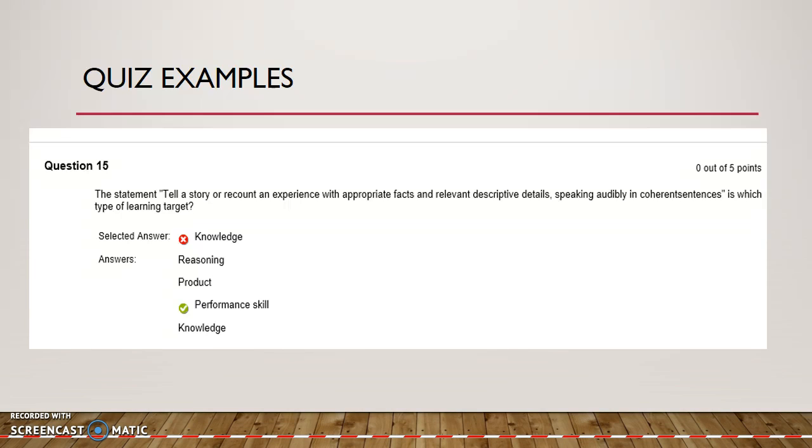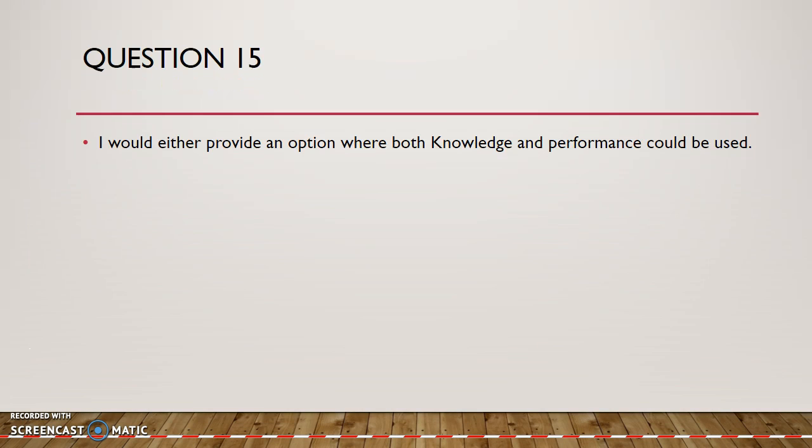Now, this one for me, I definitely would have made some changes to. I would more than likely provide an option where knowledge and performance could be used because in order to do the performance skill, you definitely need knowledge. You couldn't do one without the other. So I would give an option where you could add knowledge and performance skill or take knowledge out of the equation altogether so that the student could definitely see that the instructor is looking for performance skill in that scenario.